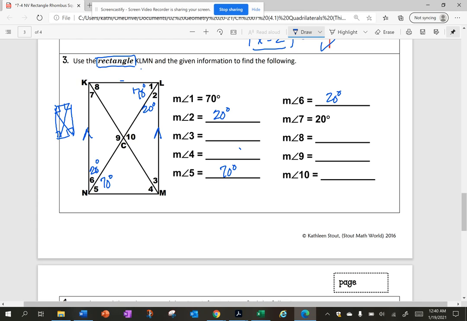I could do the same thing with my parallel lines that are horizontal. So these are my parallel lines. Now the other diagonal is my transversal. So what do we have here?